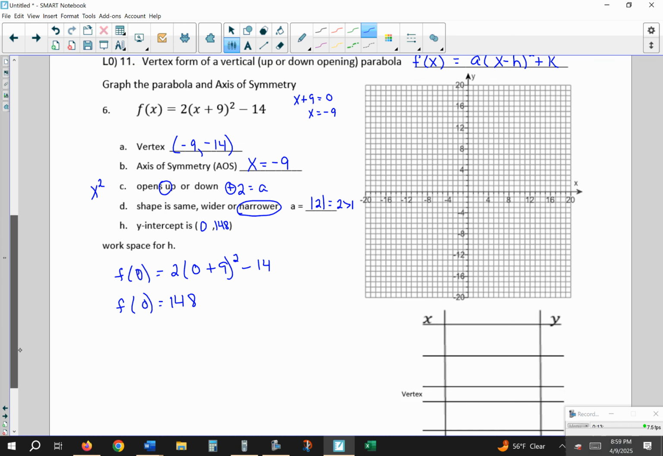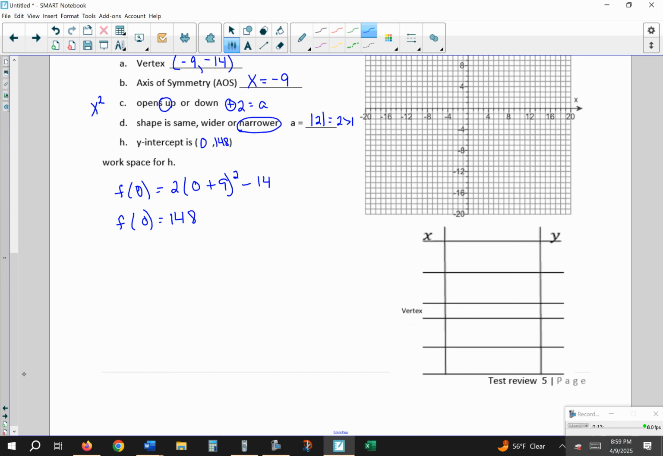Now, in order to graph our parabola, we always put our vertex at the center. And because this is an up-down parabola, we know to choose x values. So I'm going to choose the next two values smaller and the next two values bigger.